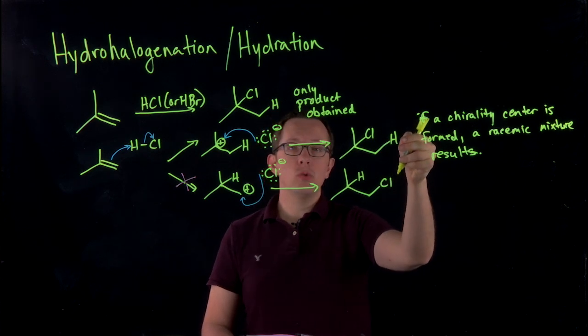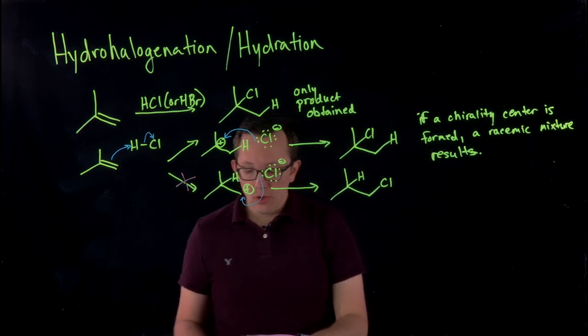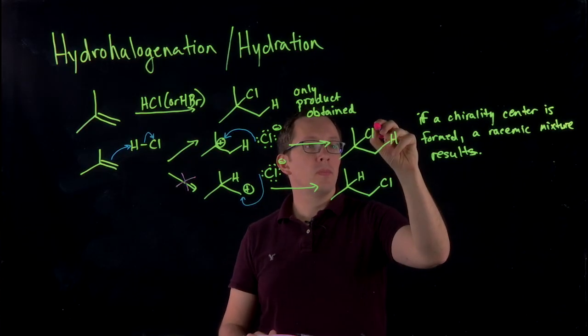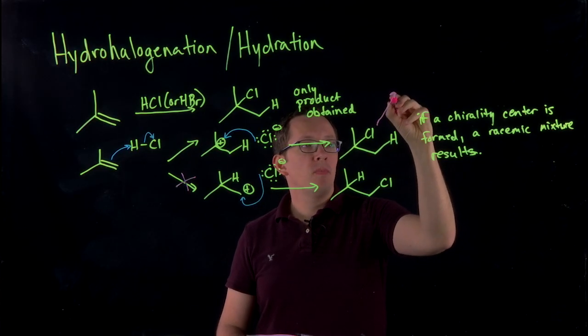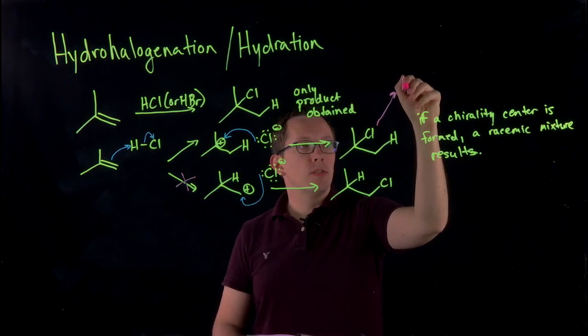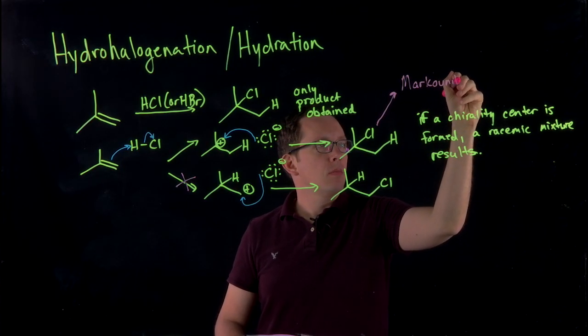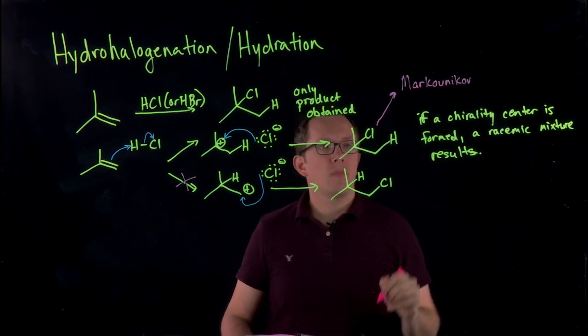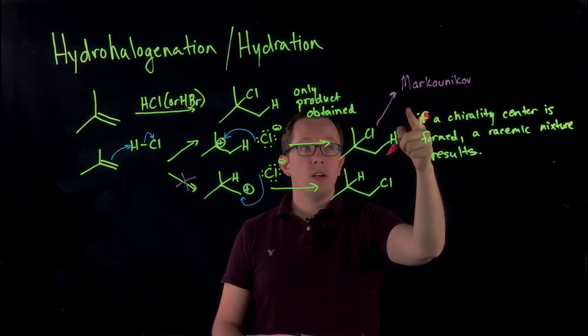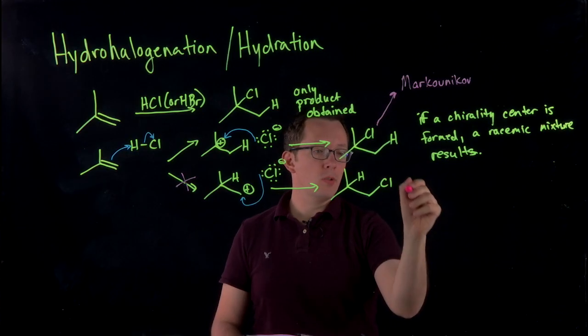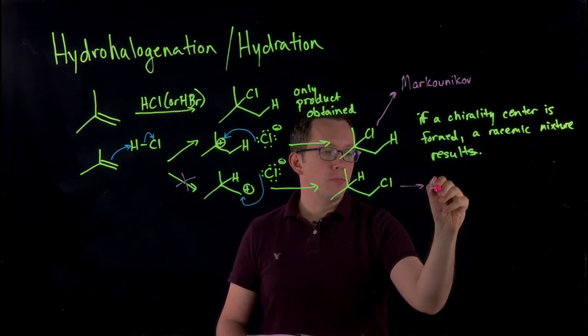We know we only form this product here. So the product we form has a specific name, and it's called the Markovnikov product. Right? And the opposite of the Markovnikov product, where we form the other one, is called the anti-Markovnikov product.